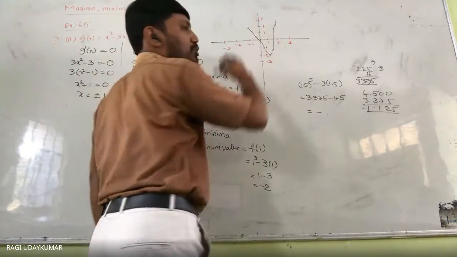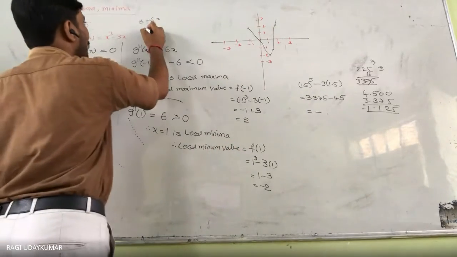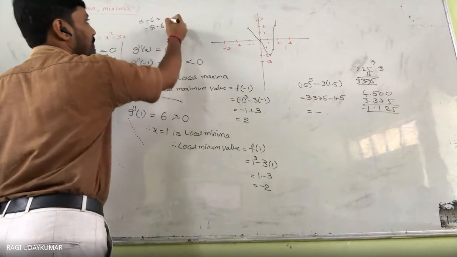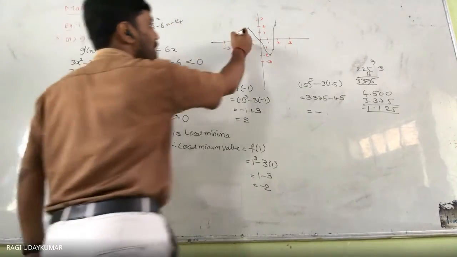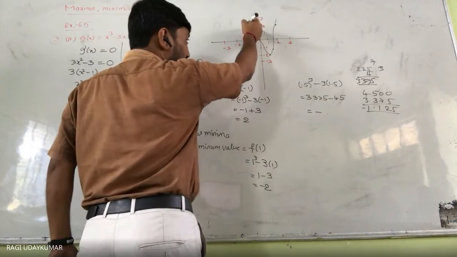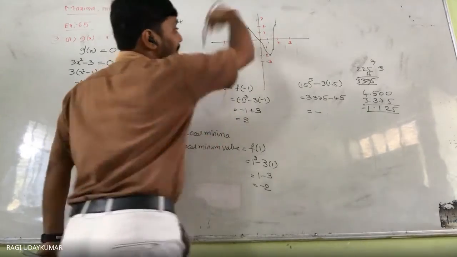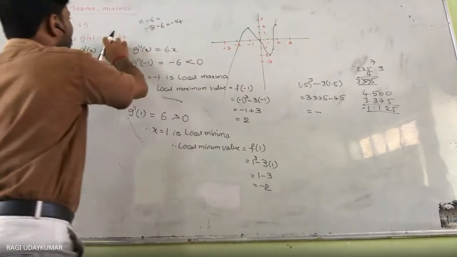And ये -2 सब्स्टिट्यूट कर लो. If you substitute -2 here, what do you get? -8 -6 -14 आएगा. -2 का -14 वो बहुत नीचे होगा, तो ये पॉइंट इधर से आके इधर आएगा. Like this it is going. See, so this is the graph of x cube minus 3x.